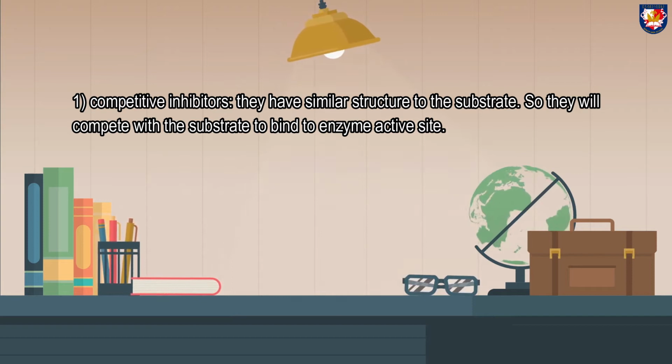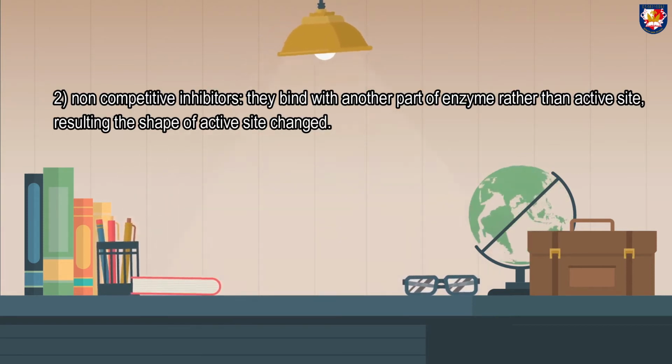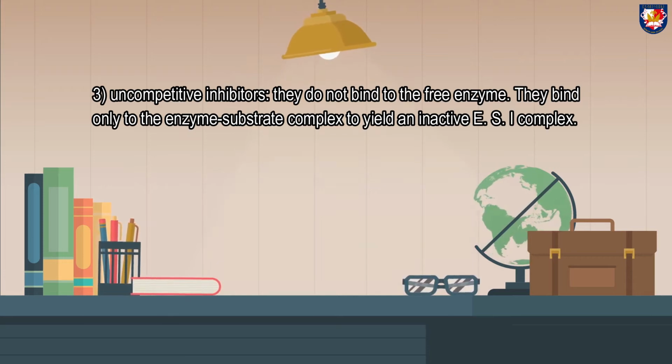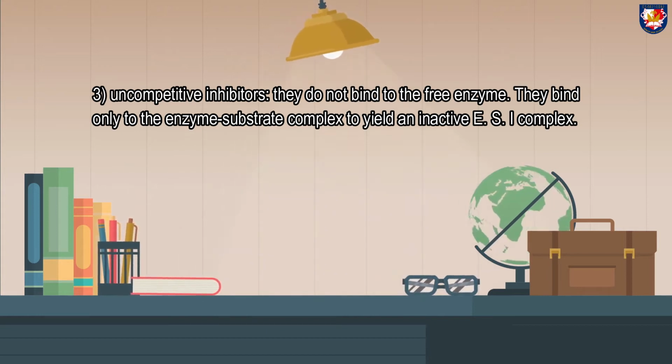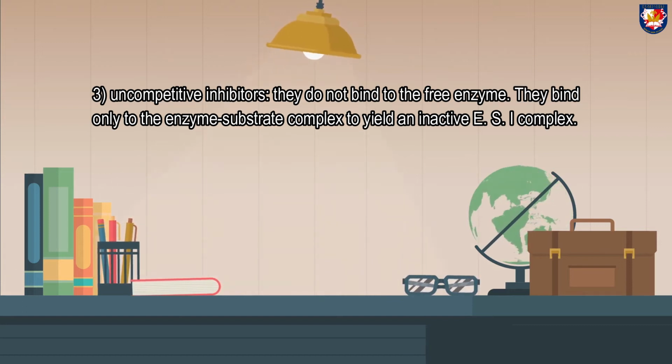site. Second, non-competitive inhibitors. They bind to another part of the enzyme rather than the active site, resulting in a change in the shape of the active site. Third, uncompetitive inhibitors. They do not bind to the free enzyme. They bind only to the enzyme-substrate complex to yield an inactive enzyme-substrate-inhibitor complex.